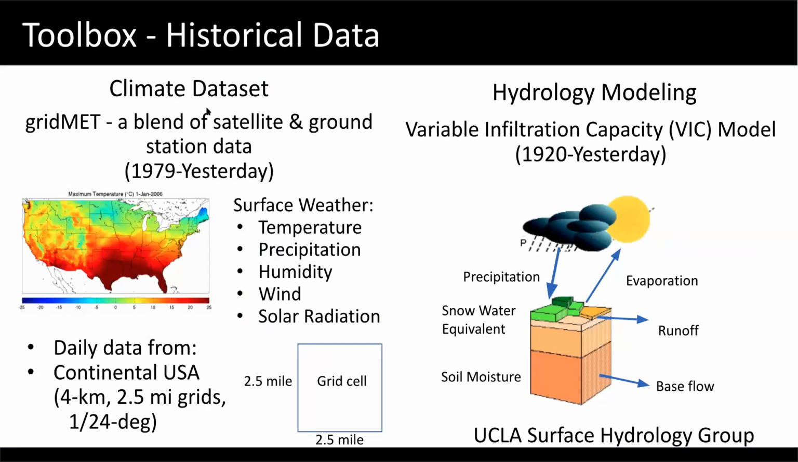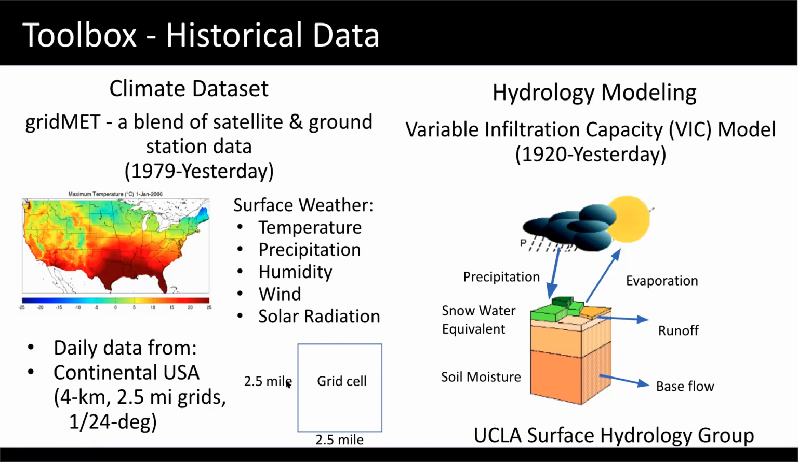First, we have climate data, such as the daily weather data at the ground surface. And this data is coming from GridMet, which is a blend of both satellite and ground station data. It's available from 1979 to yesterday. It's available over the contiguous USA, so it definitely covers the north central part for this webinar. And it is gridded data on 4 kilometer grids, which is 2.5 miles on each side.